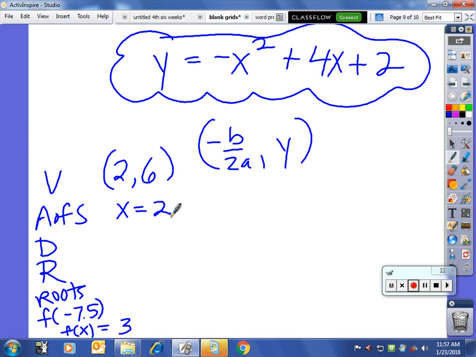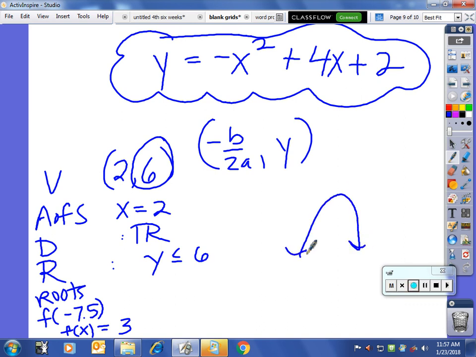All right, domain. What's the domain of all parabolas if they go on forever? All real numbers. Range is related to the vertex, specifically the y value. But if you just put 6, I'm going to count it wrong. In this particular problem, it's anything less than or equal to 6 because this was a frown. So 2, 6 was at the very top of the picture. That means all the y values are 6 or smaller.